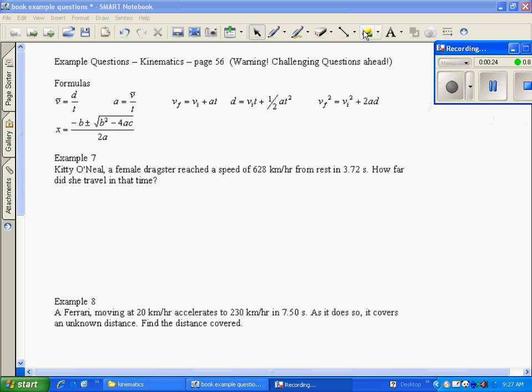Okay, so these are example questions on page 56, and there's a warning that they get challenging real soon. These are the formulas that you need. Here we go. Example number 7 then. Kitty O'Neill, a female dragster, reached a speed of 628 kilometers an hour from rest in 3.72 seconds. How far did she travel in that time?